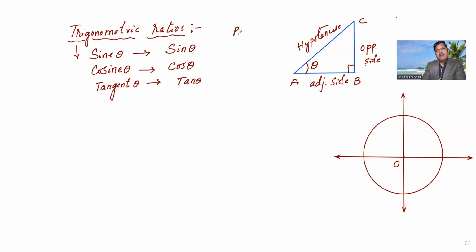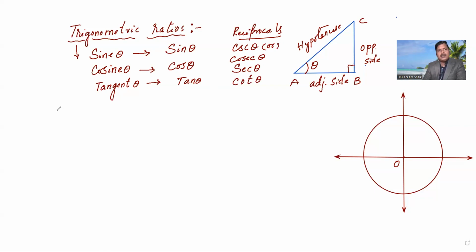The reciprocals: the reciprocal of sine theta is cosecant theta. We can write CSC theta, or we can write cosec theta. The reciprocal of cos theta is secant theta. We can write sec theta. The reciprocal of tan theta is cotangent. We can write cot theta. So try to remember: sine reciprocal is cosecant, cosine reciprocal is secant, tan reciprocal is cot theta.